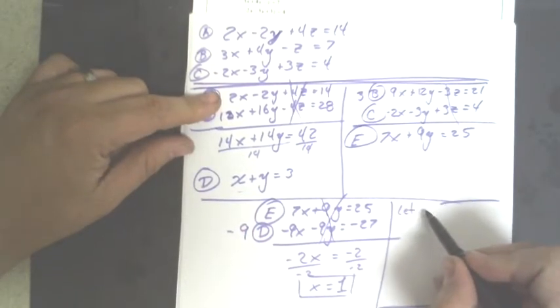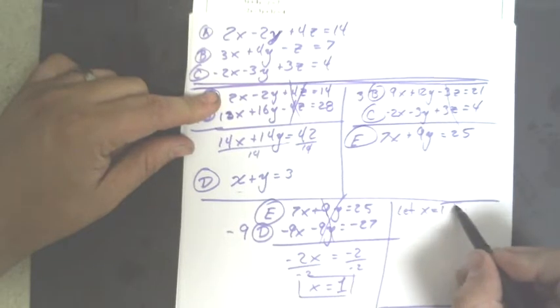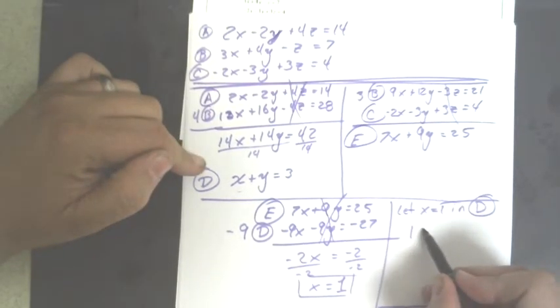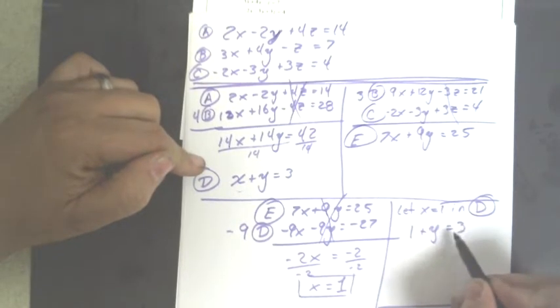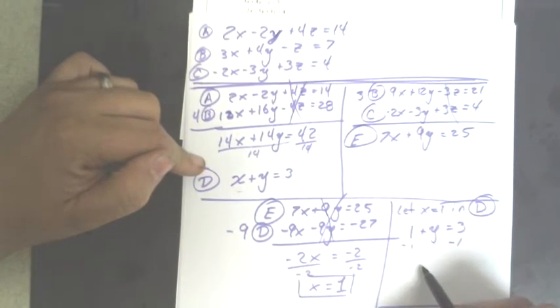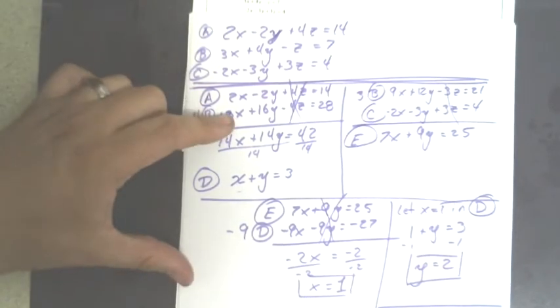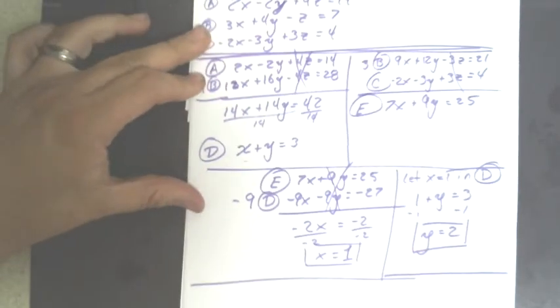So let x equal 1 in D, and we can find y. So 1 plus y equals 3. Subtract the 1, might be overdoing this here. So y equals 2. Yay, we found x and y, we're done. Okay, we're not done. We still need z.